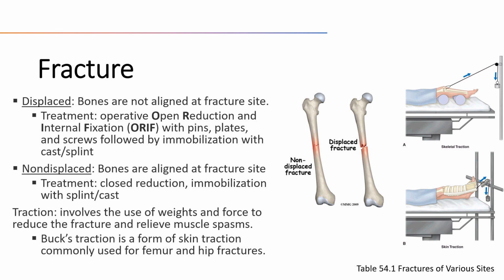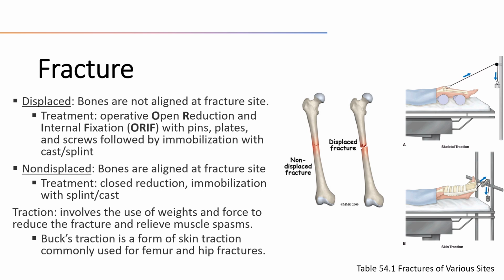The risk for infection is particularly a result of the initial fracture, so prophylactic or preventative antibiotics should be given. Non-displaced fractures are when bone fragments are well approximated within the site of disruption. This can be treated with closed reduction or immobilization with a splint or cast. Traction can be used in conjunction with any of the other previously mentioned forms of fracture treatment.